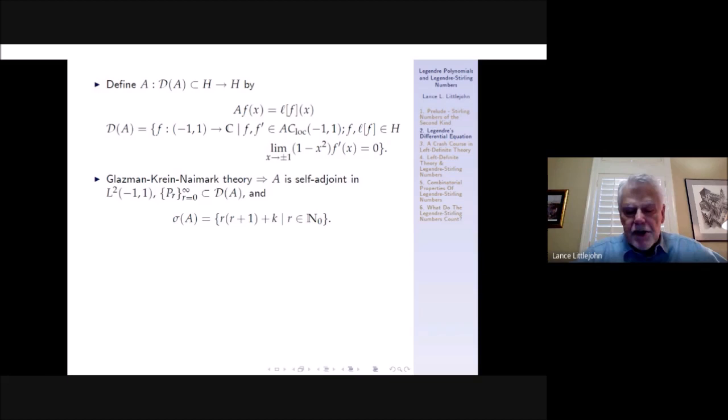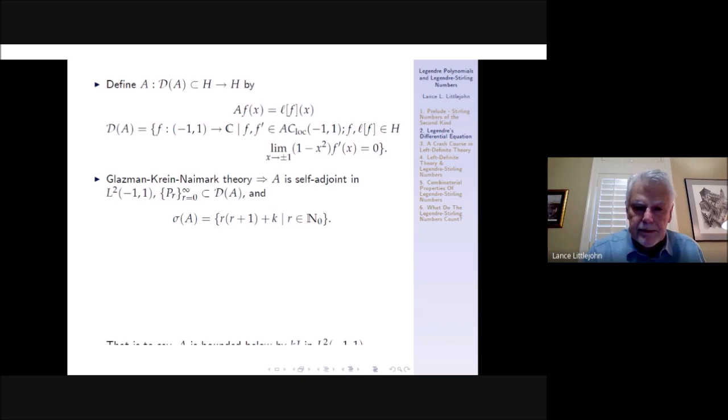Now, there's this powerful theory in differential operators called the Glazman-Krein-Naimark theory. It's a recipe that tells you all self-adjoint extensions for an nth order differential equation. And in this case, it tells me that this operator A that I've defined is self-adjoint in L2. It's got the Legendre polynomials as eigenfunctions, and the spectrum of A is the eigenvalues that we just spoke about a minute ago, R and R plus 1 plus K. So notice I've shifted the eigenvalues K units to the right.